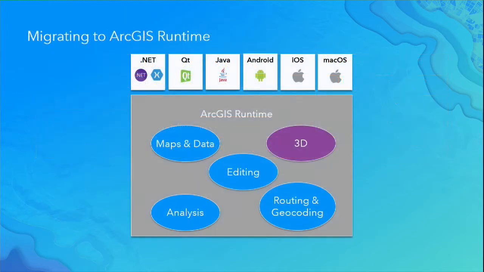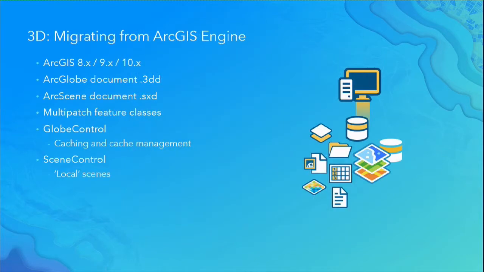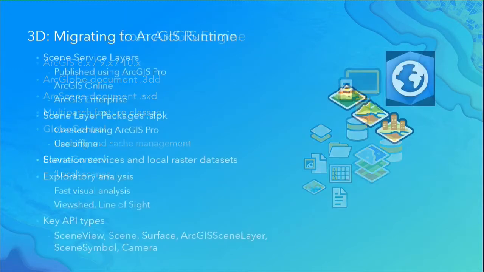Okay, so we've taken a look at maps and data, and we've looked at editing. What about 3D content? Within ArcGIS Engine, the 3D content that you had was based on the ArcGlobe document or ArcScene document. Those had corresponding applications, ArcGlobe and ArcScene. 3D content, such as buildings, is represented as multi-patch feature classes. And then within the ArcGIS Engine API, there were corresponding controls that represented those document types and applications, the globe control and scene control.